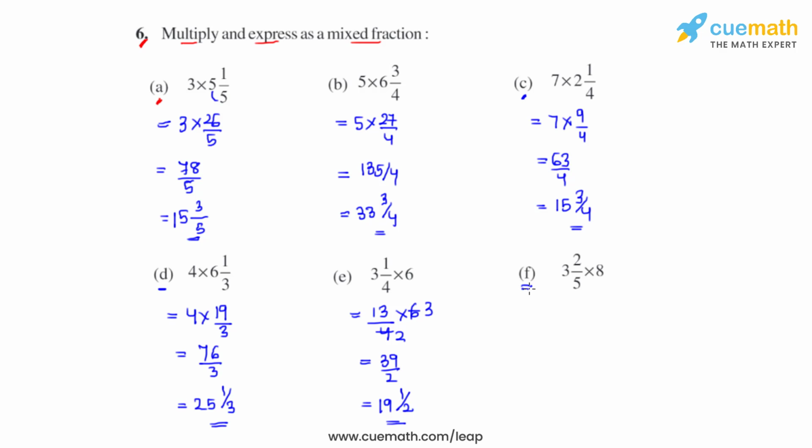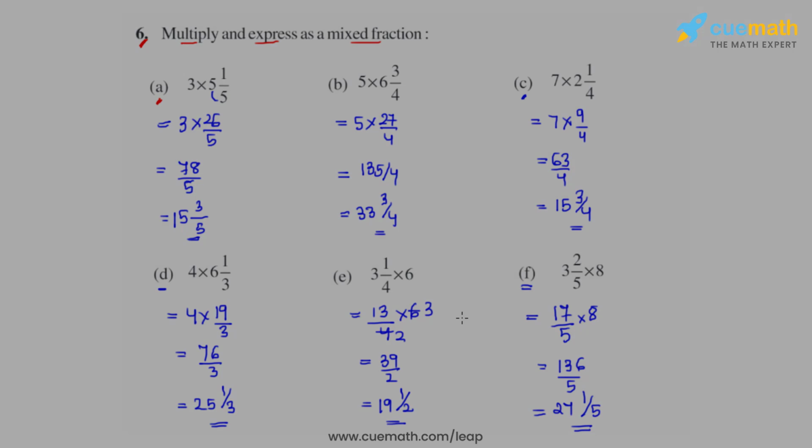The last part is part F, where we have 3 2/5. We'll convert this into an improper fraction. So we get that as 17 over 5 times 8. The product comes out to be 136 by 5. So when we divide 136 by 5, we get the quotient as 27 and the remainder as 1. So the mixed fraction for this will be 27 1/5. And this is how we solve this problem.